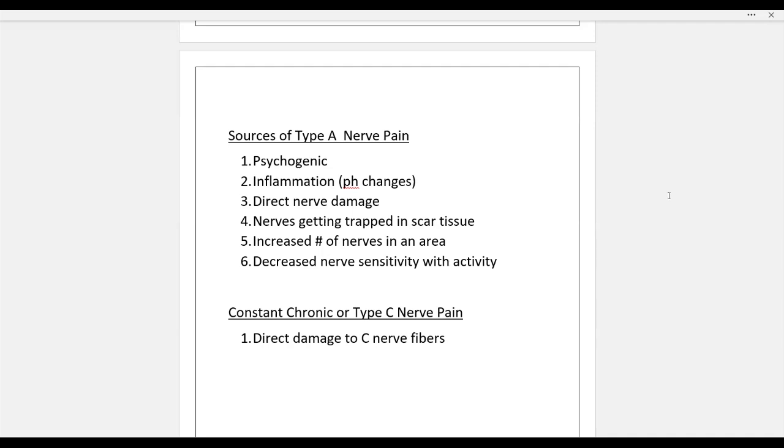Now, go to the number 6, decreased nerve sensitivity. Well, we know when these nerves, the new peripheral nerves come in, they have a lower pain threshold, meaning they fire quicker. So let's go ahead and apply this now to the same movement. Let's use the patient bending over to pick up a laundry basket. So they start to bend over.